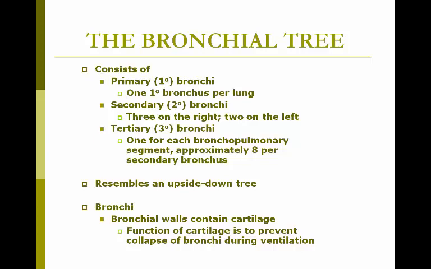Each of the secondary bronchi further divide to form the tertiary or third degree bronchi. It's the third division. You have 1 tertiary bronchus for every bronchopulmonary segment, which is about 8 tertiary bronchi for every secondary bronchus. The tertiary bronchi will further divide and divide again and divide again, but ultimately the bronchi will give way to the bronchioles, which are little tiny tubes that do not have cartilage in the walls but are rich in smooth muscle. And the bronchioles lead down to the alveoli, which are the air sacs.